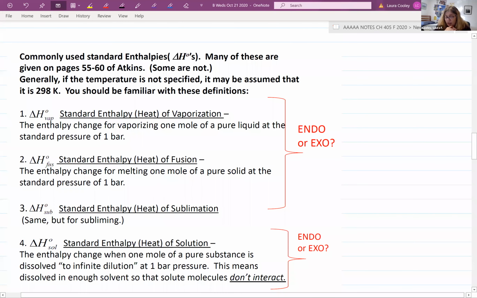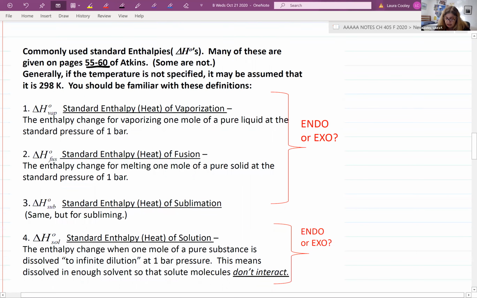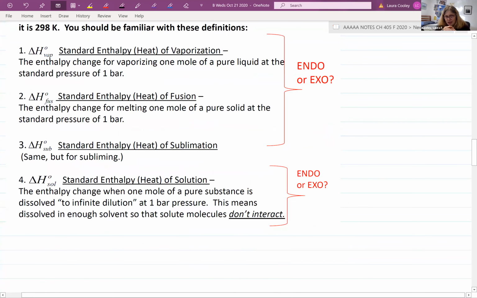So some of these things, I've already talked about. Some of these are in Atkins on page 55 to 60, but these are definitions that, as advanced chemistry students, you should be familiar with. The standard enthalpy or heat of vaporization. Obviously, the enthalpy change for vaporizing 1 mole of pure liquid at a pressure, of course, of 1 bar, hence the little 0 there, for the mole, for the 1 bar.